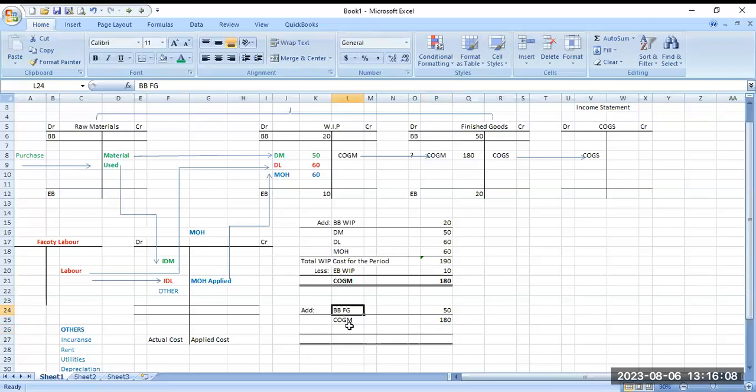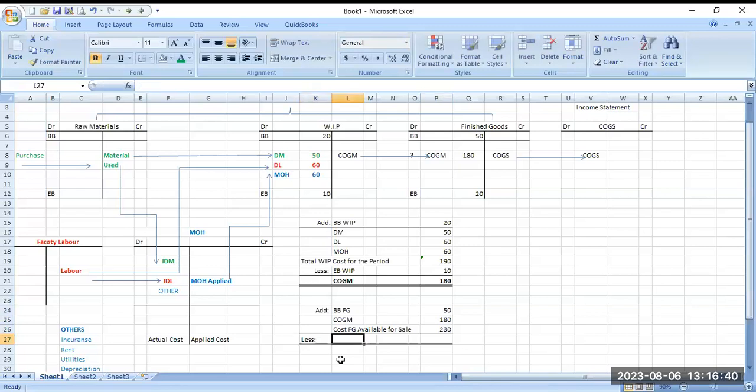Once we add beginning balance and cost of goods manufactured, what is that going to give us? Cost of finished goods available for sale. Of course, I don't need those finished goods. I may produce them, I may like them, but I don't need them. So I need to sell them. And that's what we're going to do.